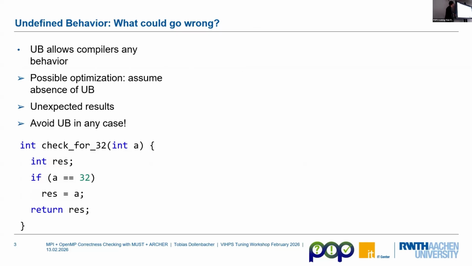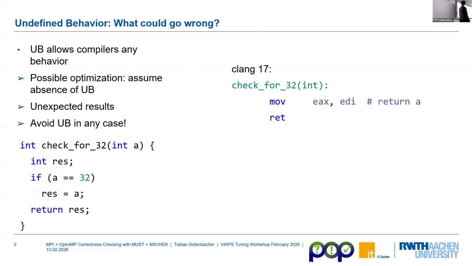So let's give an example of undefined behavior which is not a data race, but this little function. We declare a variable result, or res, but we never initialize it. And only if a is 32, it's going to be initialized. And when we return, we access uninitialized memory, which means this is undefined behavior and compilers can do anything with it. And if you plug that into Clang 17, you get this.